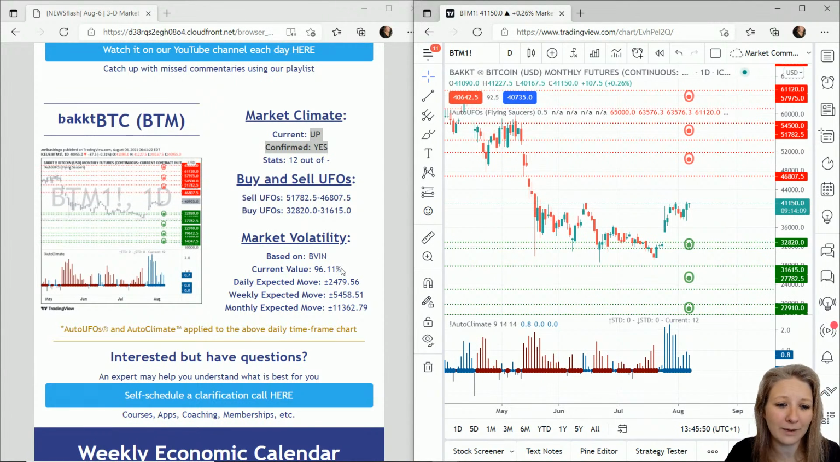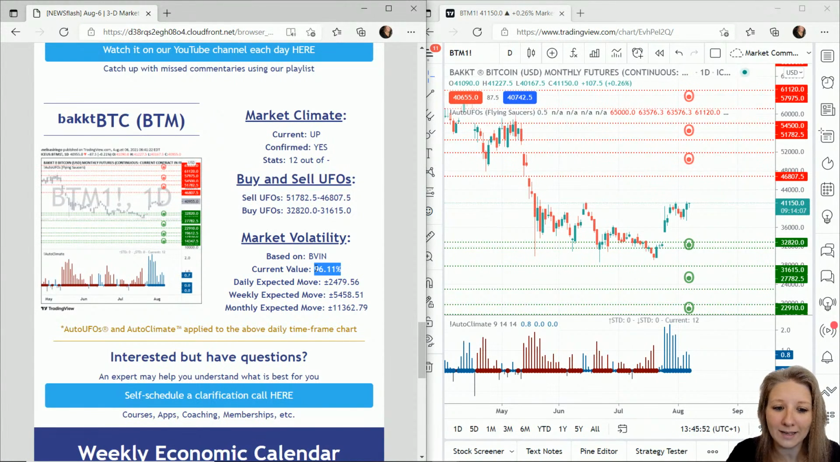Now with Bitcoin, we would expect a movement up or down in 1 year of 96.11%, which is in a day, 2,479.56 points up or down. In a week, 5,458.51 points up or down. And in 1 month, 11,362.79 points up or down. So that would be the volatility figures.